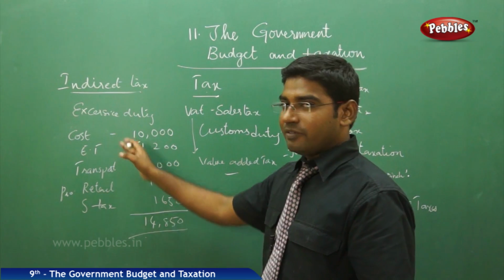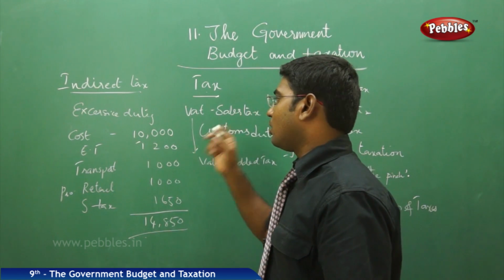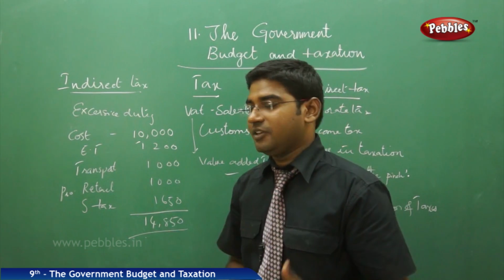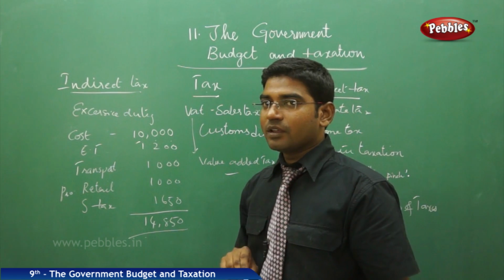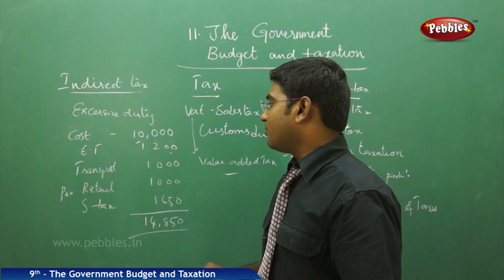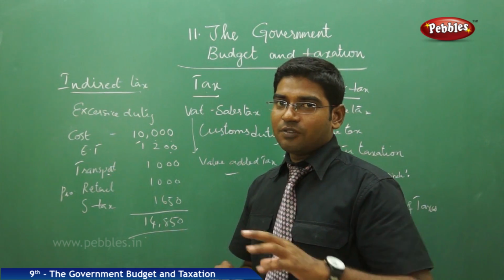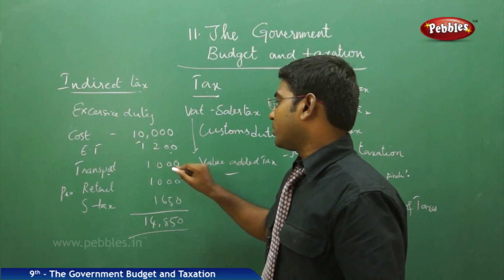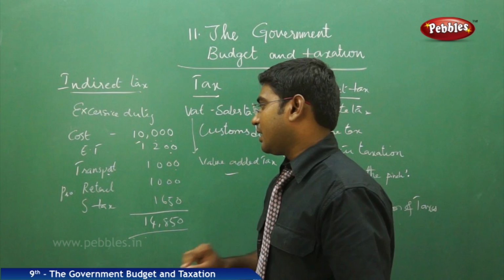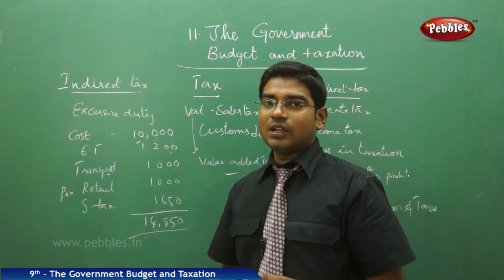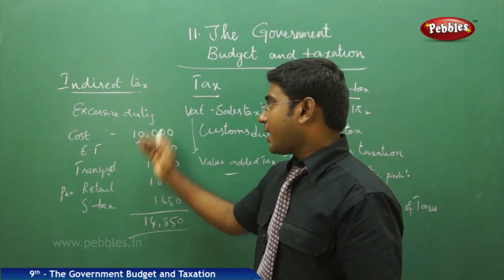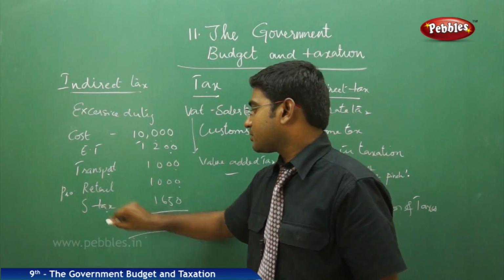Next, for example, we have a sheet here which shows all the taxation details. See here, the cost of manufacturing of a TV is rupees 10,000. Then we have the excise duty tax of 1200. Then again we have transport from one place to another costing 1000 rupees. After it reaches the destination, we have the profit of the local dealer, who takes 1000 rupees. Then one more tax is there which is hidden, that is the sales tax.